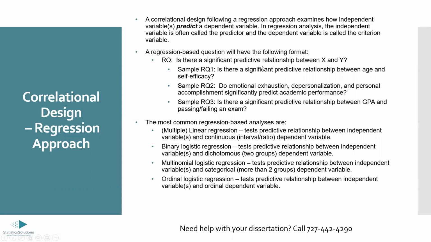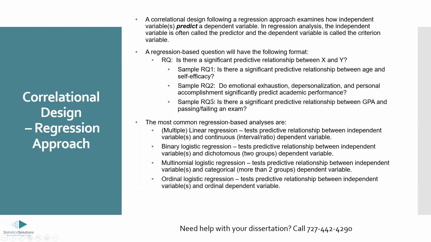So I have some sample questions here. Just a very general one. Is there a significant predictive relationship between X and Y? Now, you could add more predictors. Assume X is your predictor and Y is your outcome. You could add multiple predictor variables here, and you can still run a regression model that way.